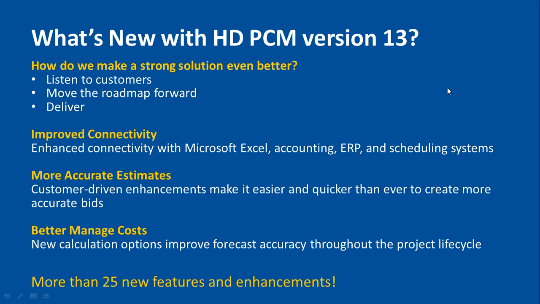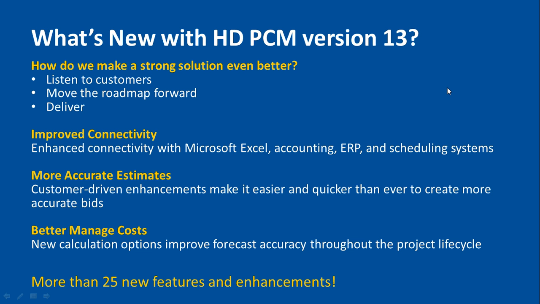We can group them into three main categories. The first of those groups is improved connectivity. Connectivity within the ecosystem is a key part of the overall project cost management vision. So connectivity with things like Microsoft Excel, accounting, ERP systems, and scheduling systems is all a key part of what Hard Dollar is about, and it's a key part of what it is that all of you are using our software for.